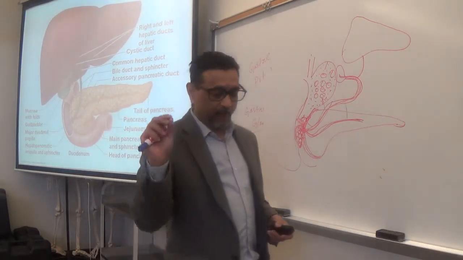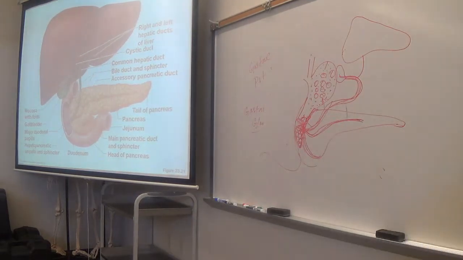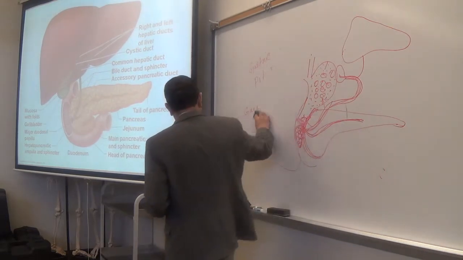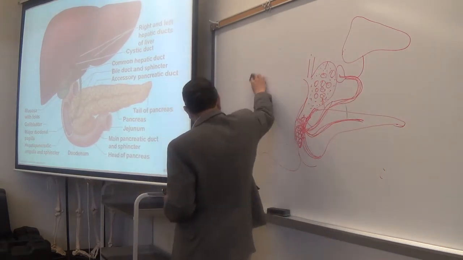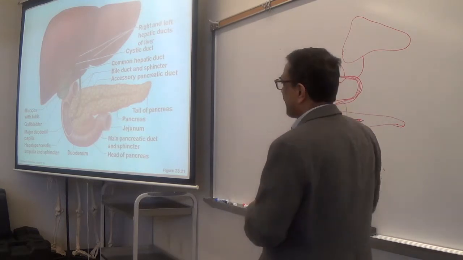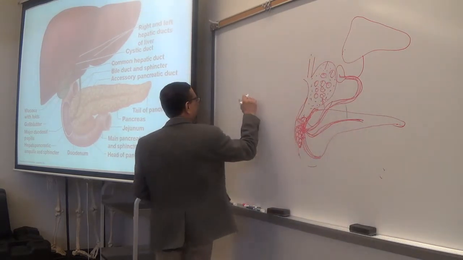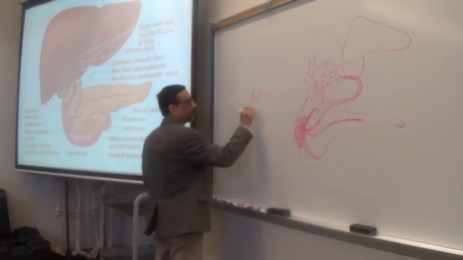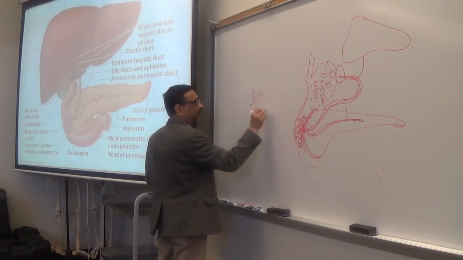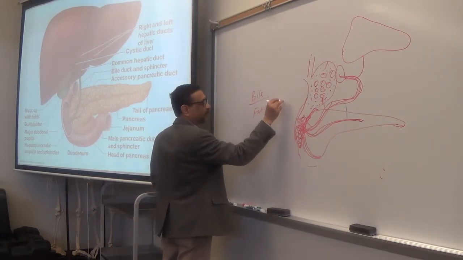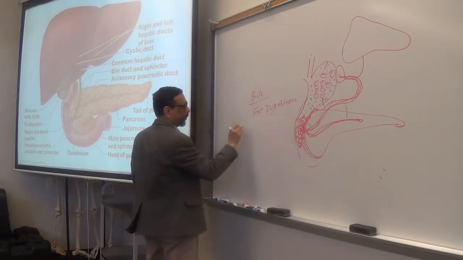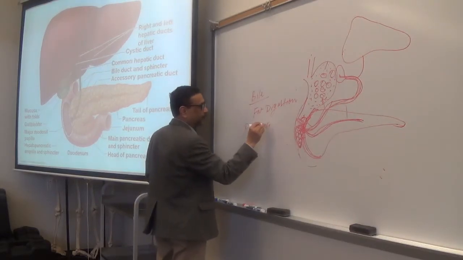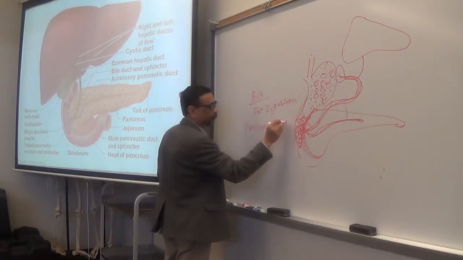Both are important for the digestion of food. That's why they need to enter into the duodenum. Now, bile helps in fat digestion. And pancreatic juice is very important.